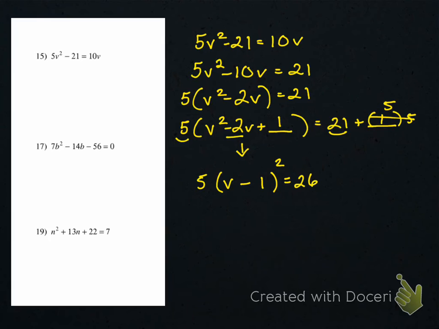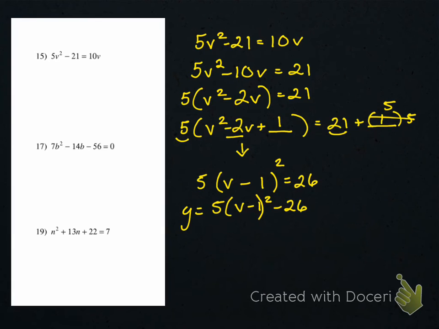Now let's remember, if we were writing it in vertex form, it would be y equals 5 times v minus 1 squared, and I'd need to minus the 26 over, right?